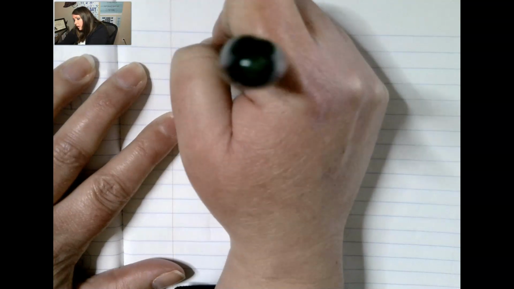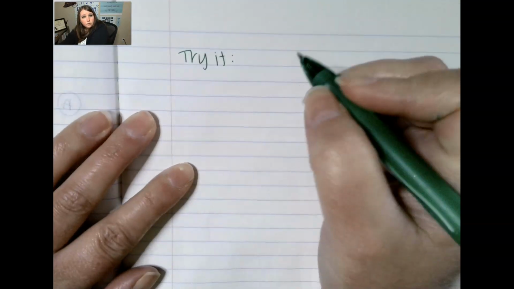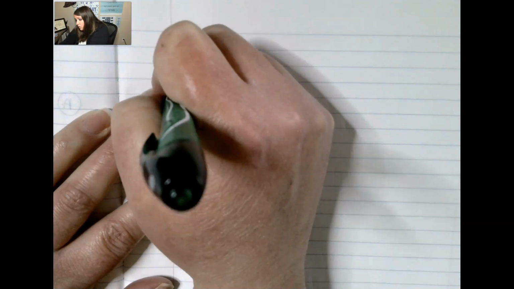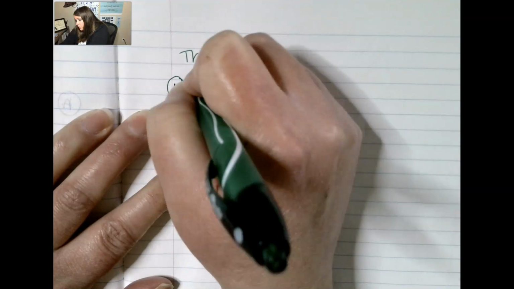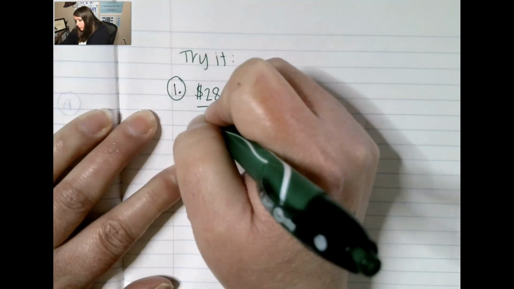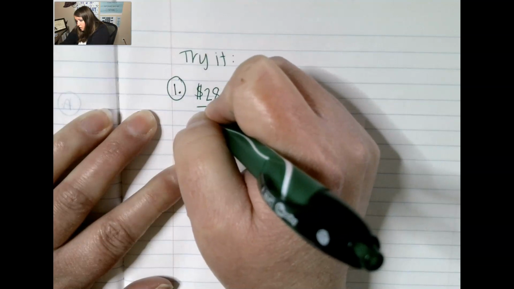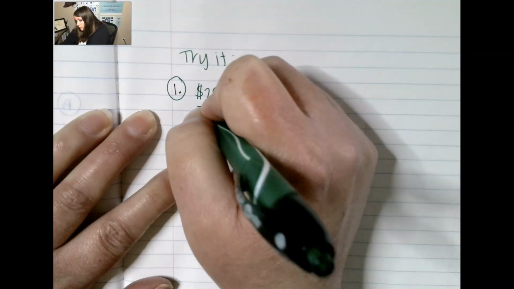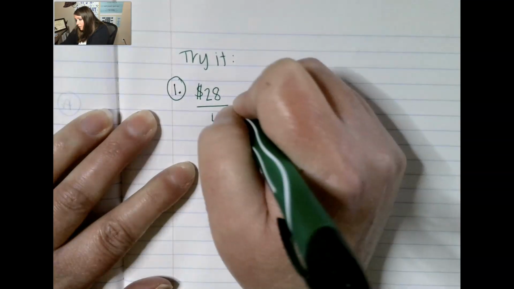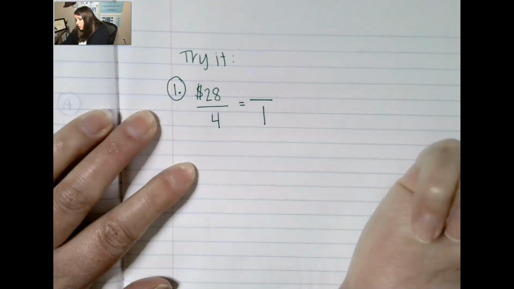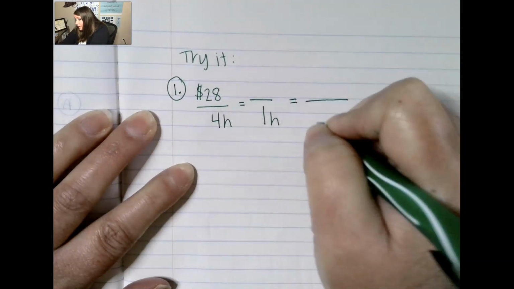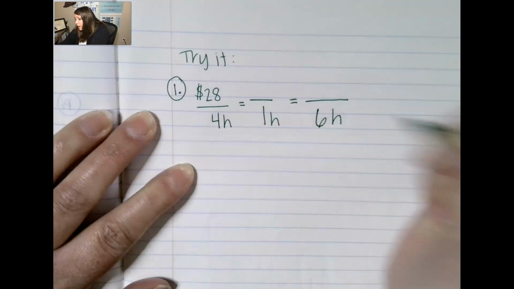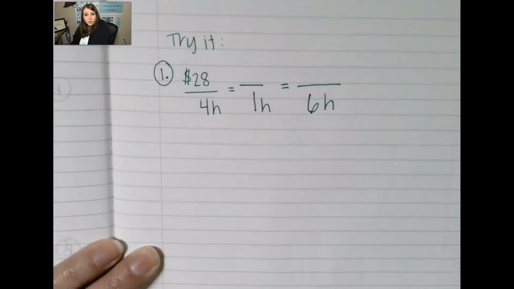Okay, so here, try it. You are going to go hiking. And again, you're looking for the unit rate. Actually, let's first just have you find the unit rate of $28 in 4 hours. How much do you make in 1 hour? How much would I make in 6 hours? Okay, that's your first one.